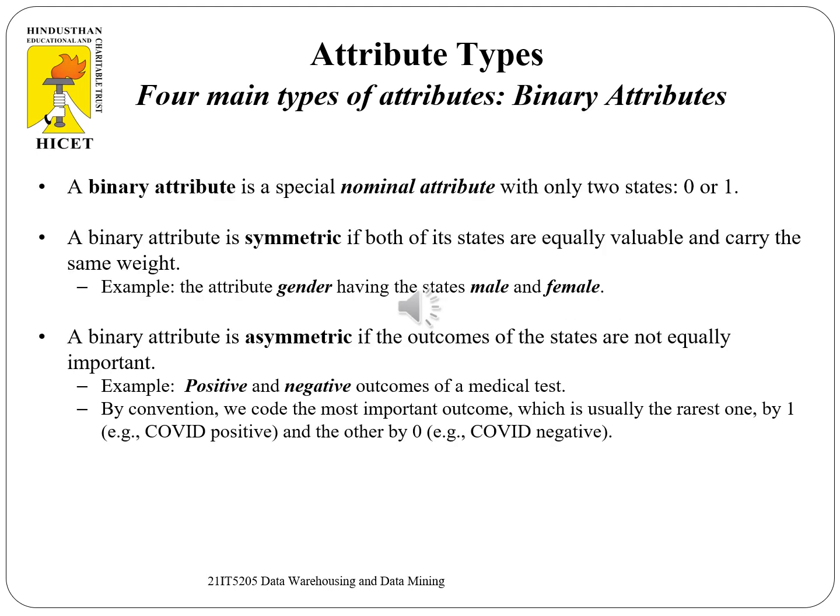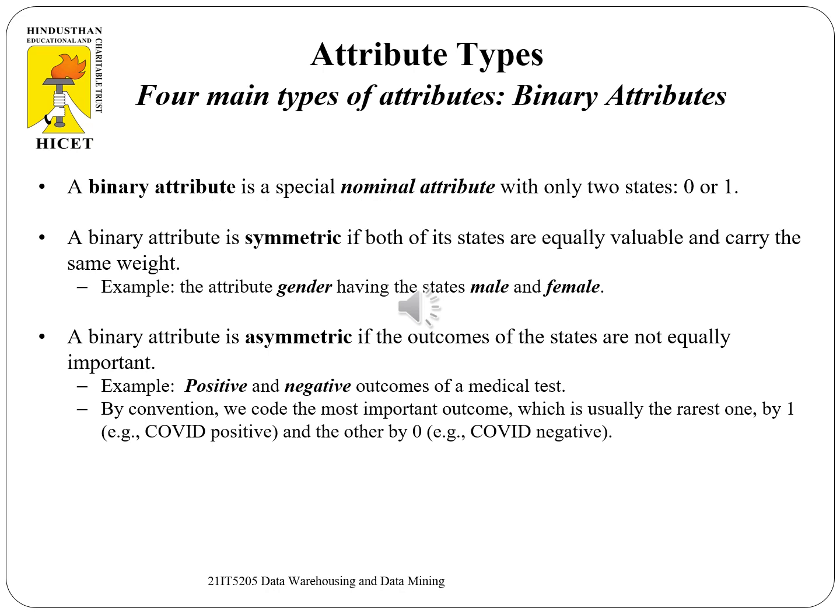The next type of attribute is the binary attribute. By the name, we can understand that these attributes are a special kind of nominal attribute that can have only two states, either 0 or 1. A binary attribute is symmetric if both of its states are equally valuable and carry the same weight. For example, the attribute gender having the states male and female.